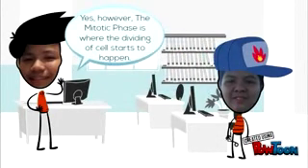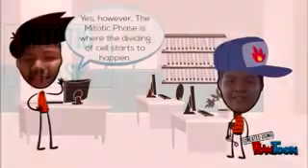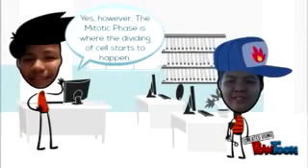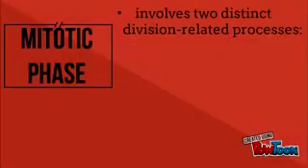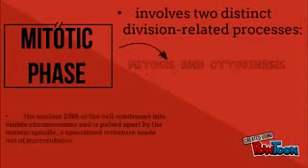Is the mitotic phase still part of the cell cycle? Yes, however, the mitotic phase is where the dividing of cells starts to happen. During the mitotic phase, the cell divides its copied DNA and cytoplasm to make two new cells. M phase involves two distinct division-related processes, mitosis and cytokinesis.